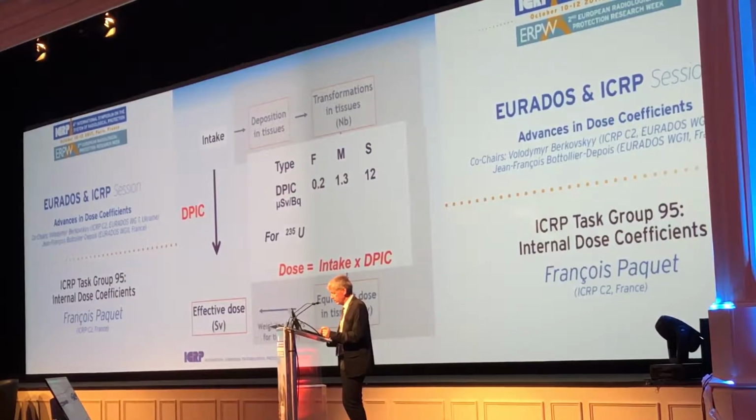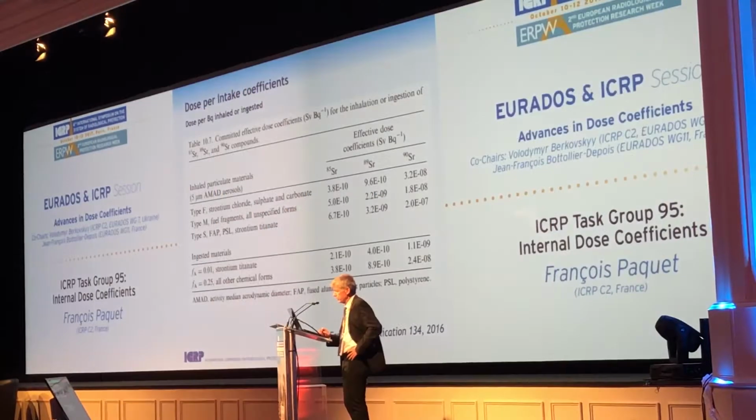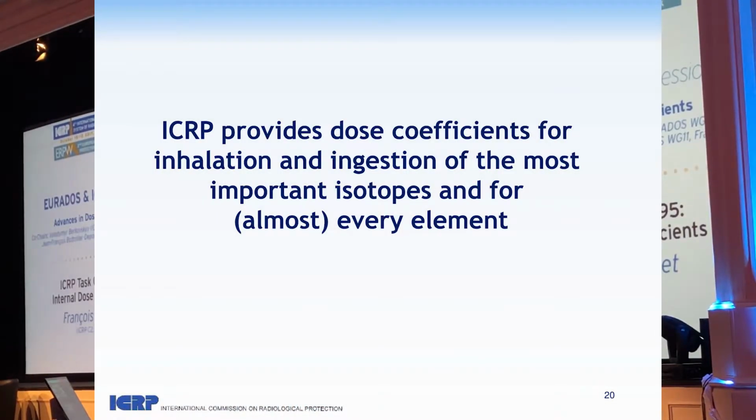So it's very easy to use and definitely easier than the former method using all this dosimetric and biokinetic modelling. These are some examples of dose per intake coefficients which are provided by ICRP. This is taken from ICRP Publication 134, which was published last year. This is a table which provides a committed effective dose coefficient in sievert per becquerel for inhalation or ingestion. Here we have the example of 3 isotopes of strontium, and you can see from these tables that we have information for different solubility of compound after inhalation and different solubility of compound after ingestion for the 3 isotopes, and so you have different coefficients.